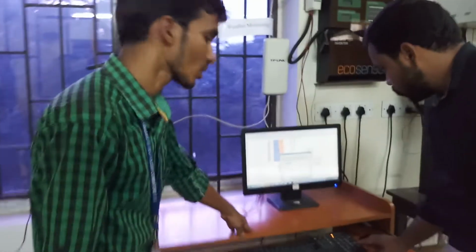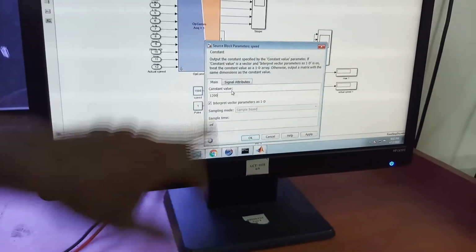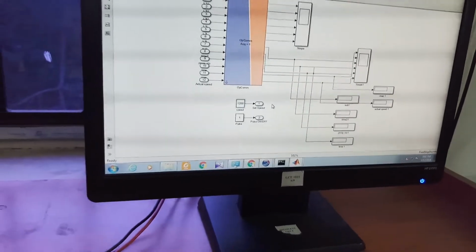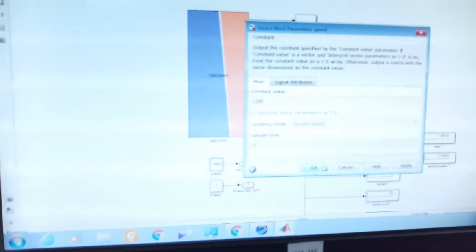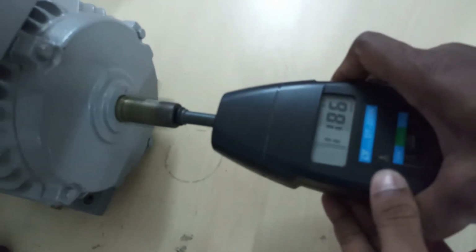Changing the speed from the control block. We are changing 1500 to 1200. Next we are reducing the speed from the console block, 1500 to 1200. The speed is reduced; we are seeing on the tachometer 1500 to 1190.